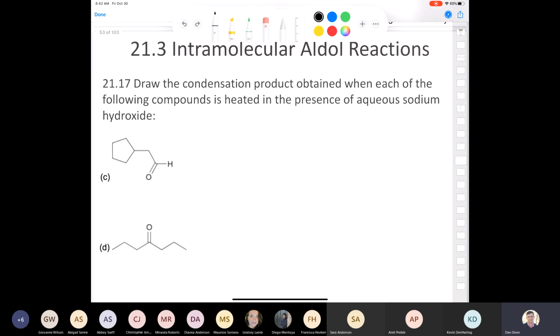I can show you. So again, skill builder 21.3. Let me show you the way that the skill builder works, okay? Draw the condensation products from aldol condensation when each of the following compounds is heated in the presence of aqueous sodium hydroxide. I'm going to teach you the skill builder way. I'm the kind of guy that likes to draw mechanisms, but I've taught organic chemistry long enough. I'm not a fool. I know that my students like the skill builder sometimes. So here's what you do.